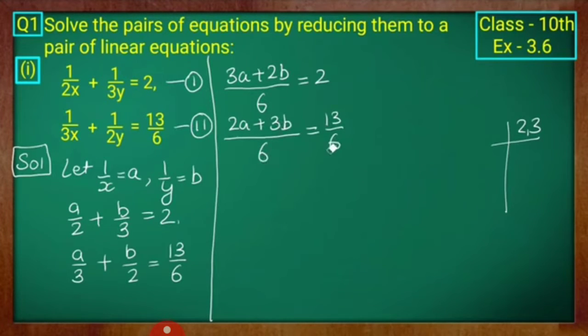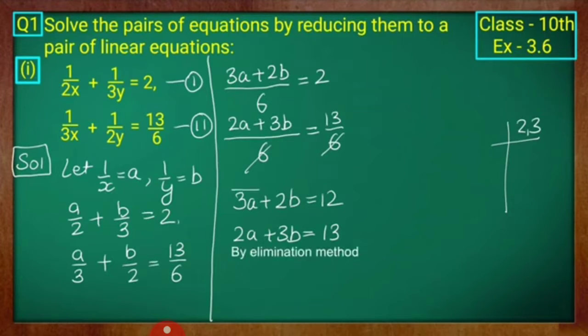Now see in these equations, 6 is in both the denominators, so from both sides it is cancelled. Take the first equation, 3a plus 2b, and transposing 6 to the other side, it will be 2 into 6, 12. And now take the other equation, 2a plus 3b is equal to 13. You can number these equations as 3 and 4.